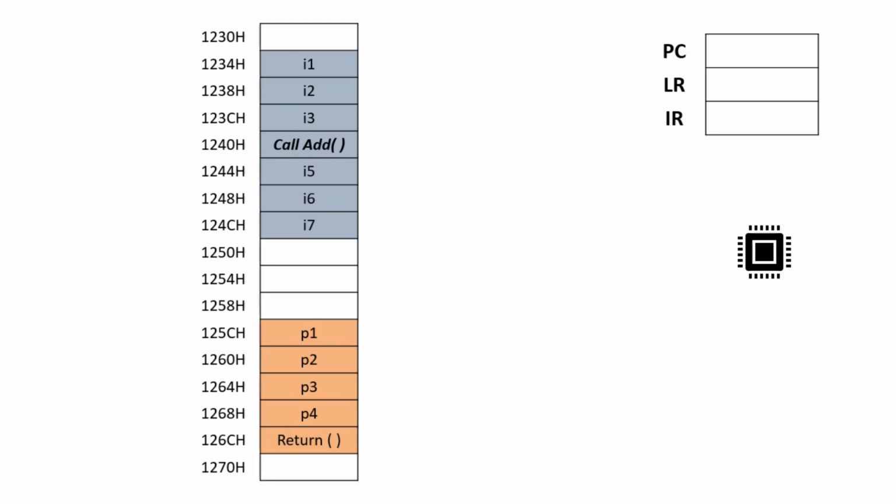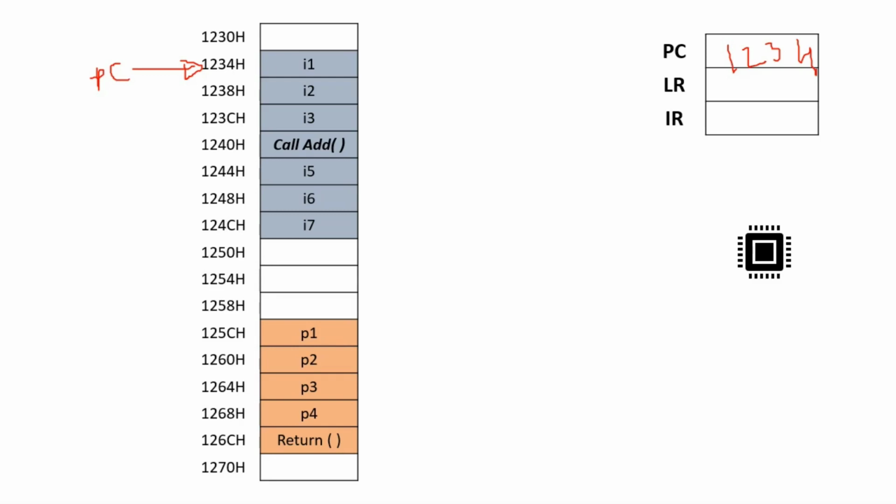So let me explain how exactly every instruction gets executed one by one and how a subroutine gets executed. Initially PC holds the value 1234H, which means PC is pointing to the first instruction of my main program. So this is my main program and this is my subroutine or function. Here PC is holding the address 1234, that is, PC is actually pointing to instruction I1.